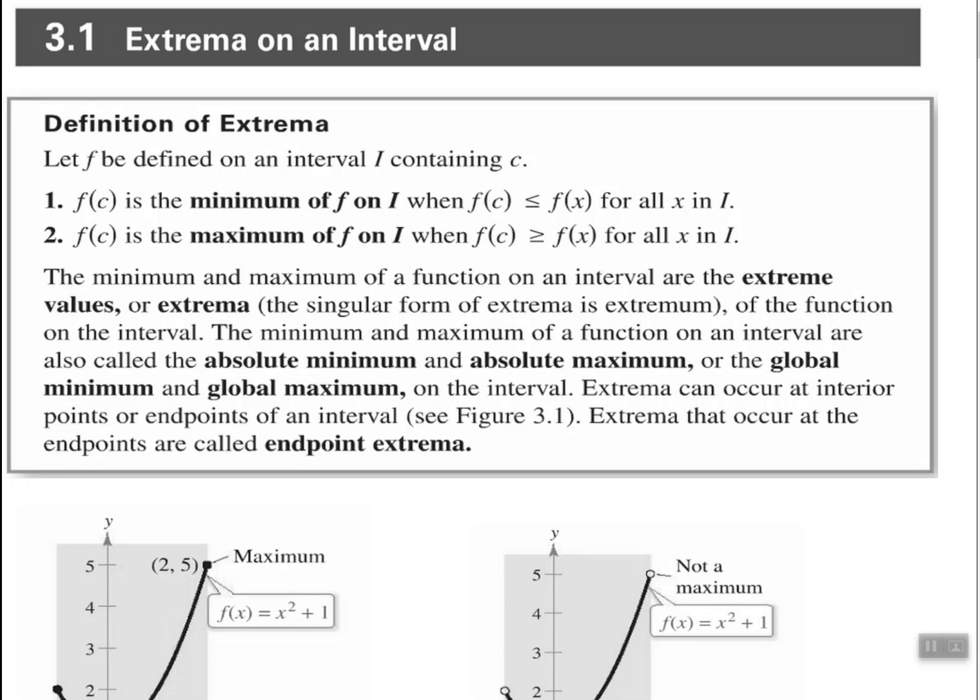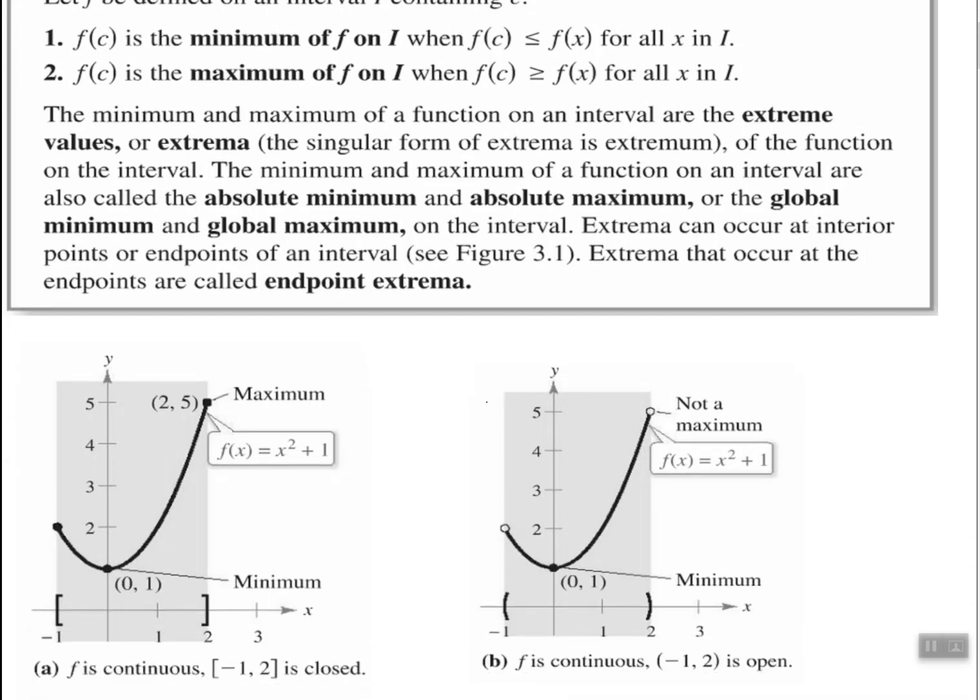In this video, we're going to look at extrema on an interval, on a closed interval. So, definition of extrema. Let f be defined on an interval I containing some point c. f of c is the minimum of f on the interval I when f of c is less than or equal to f of x for all x in the interval.